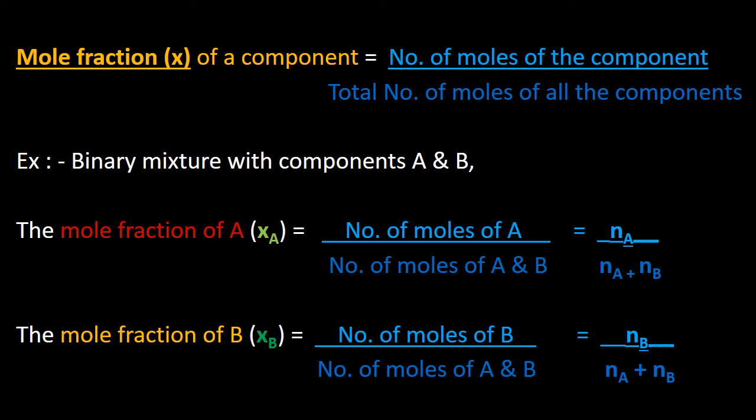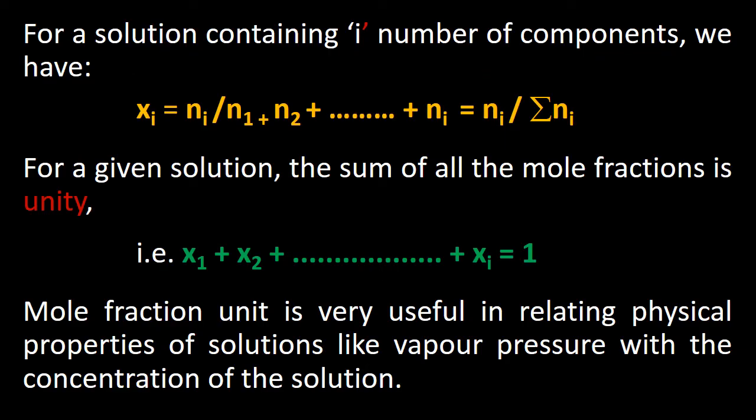The mole fraction of B can be calculated as follows. The mole fraction of B, that is Xb, is equal to number of moles of B divided by number of moles of A and B, that is equal to Nb divided by Na plus Nb. For a solution containing i number of components, we have Xi is equal to Ni divided by N1 plus N2 and so on up to Ni, which is equal to Ni divided by summation of Ni.